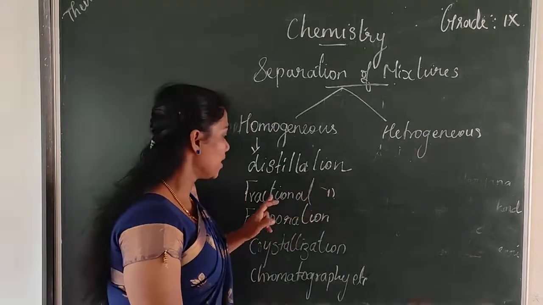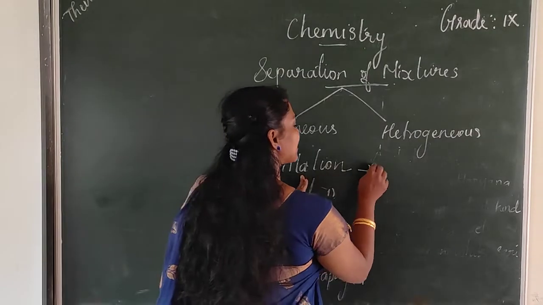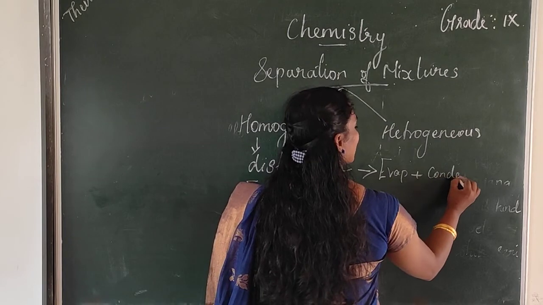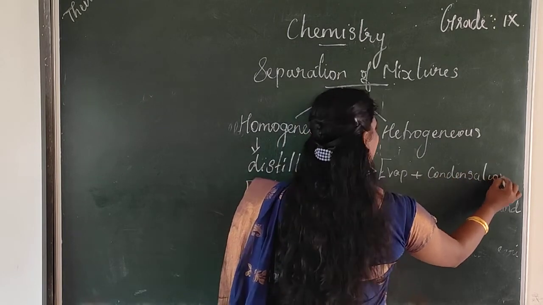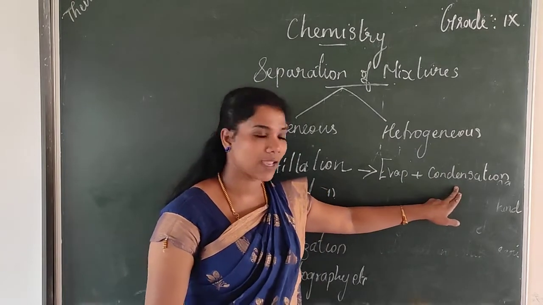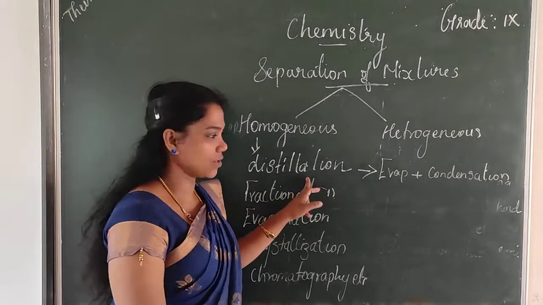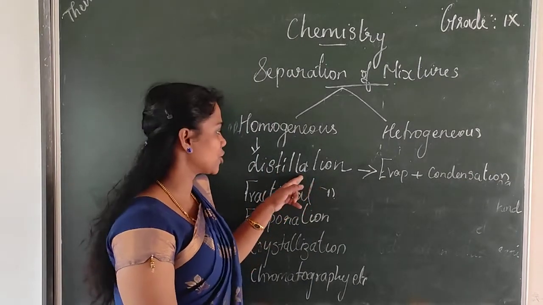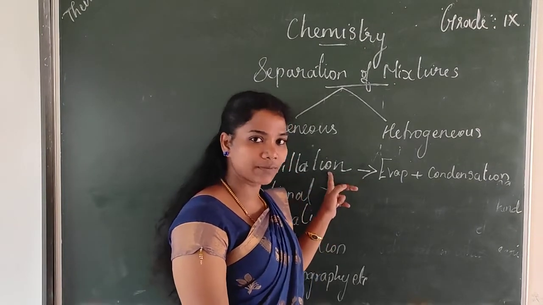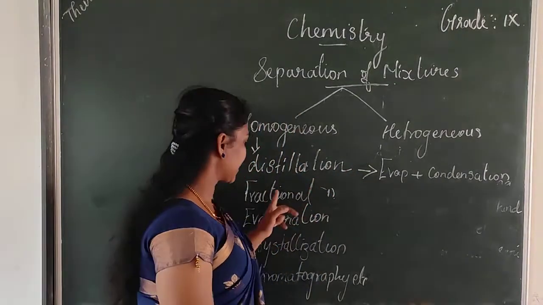What are they? Distillation process can be employed. Fractional distillation. What is distillation? Distillation means it is the combined process of evaporation plus condensation. Together we call that distillation. Condensation means cooling. So evaporation plus condensation together forms distillation. For example, seawater can be subjected to distillation, that is, to separate a liquid from a solution. To separate a liquid from a solution, we will employ distillation.